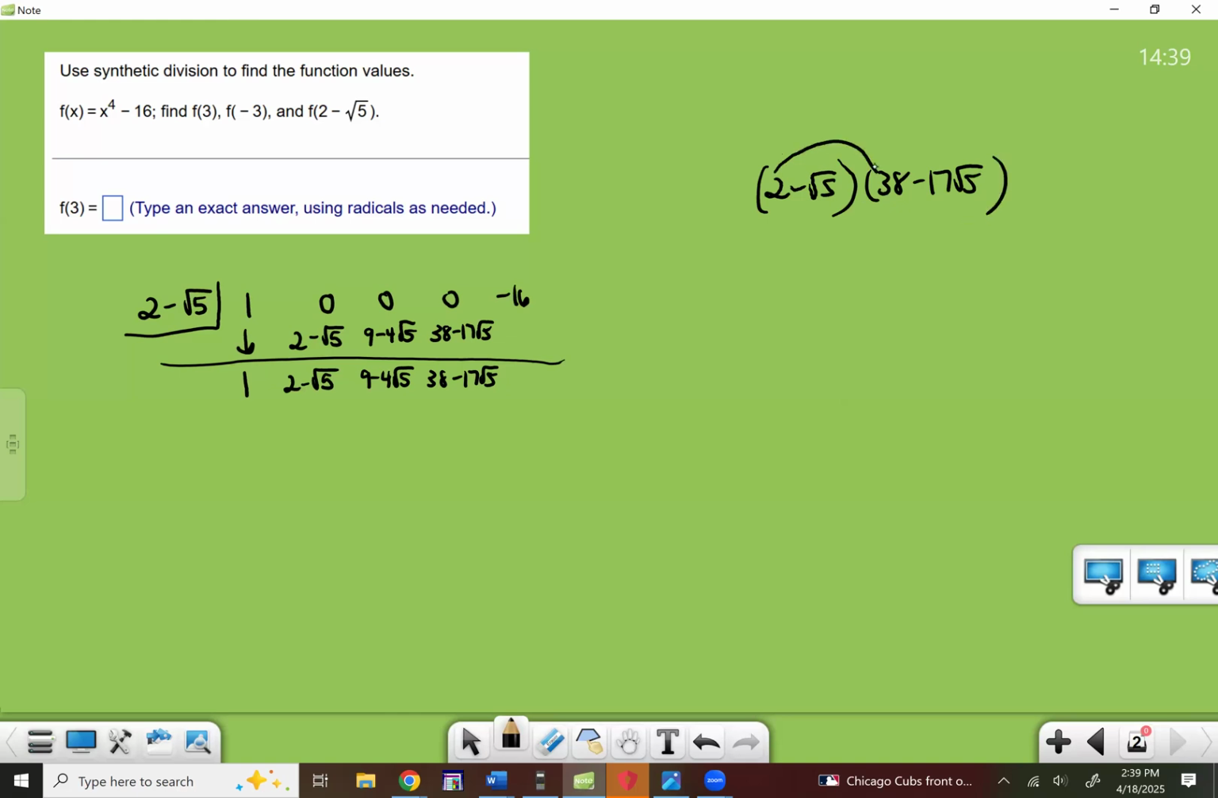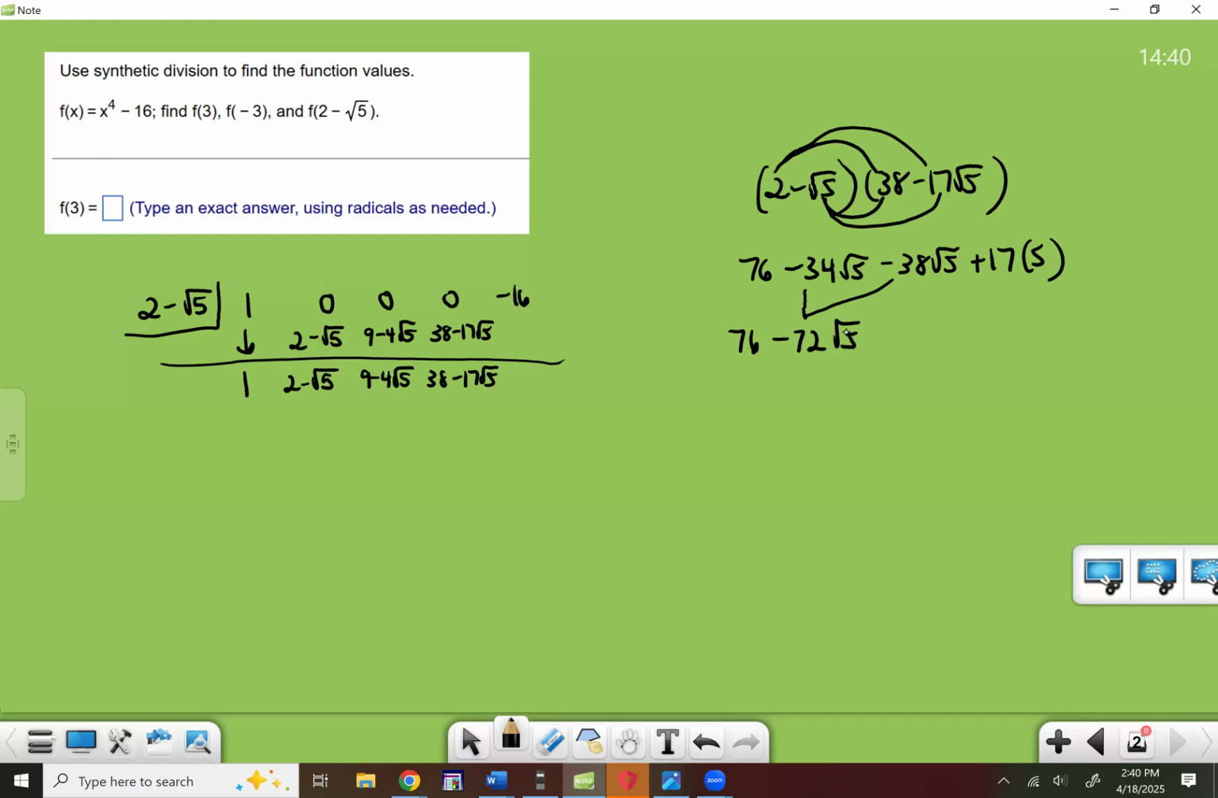So 2 times 38 is 76. 2 times the 17 is going to get us 34. And then this will get us -38. And then right here, we've got a negative times a negative, which will get you a +17. And when the root 5 multiplied by the other root 5, you just get 5. -34, take away 38. I'm going to say that's 72. And 17 times 5, I think that's going to be 85.